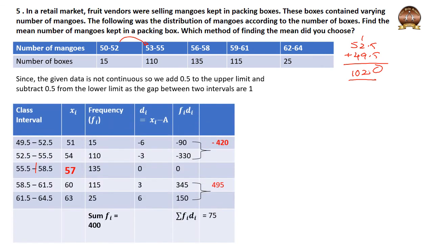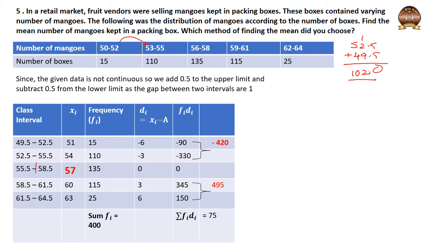Once we make the class continuous, we are subtracting 0.5 from the lower limit and adding 0.5 to the upper limit, and thus the class becomes continuous. Now, after making the class continuous, if I want to find xi, it is the upper limit plus lower limit divided by 2. So 52.5 plus 49.5 gives 102. So 102 divided by 2, I get 51.